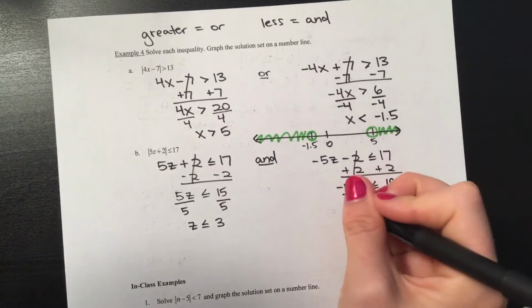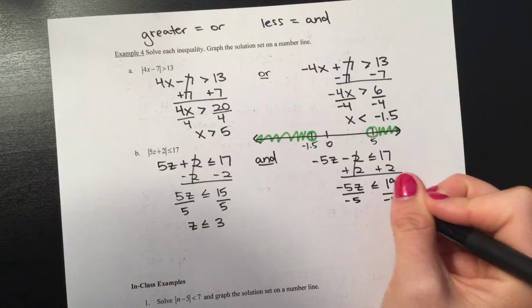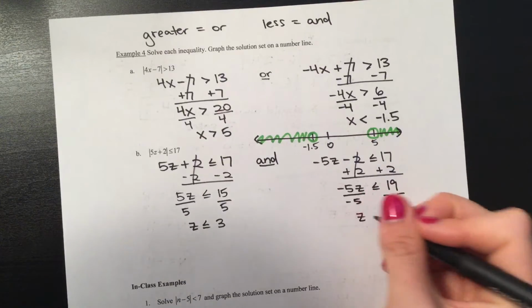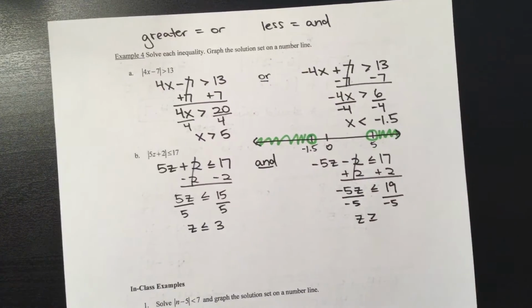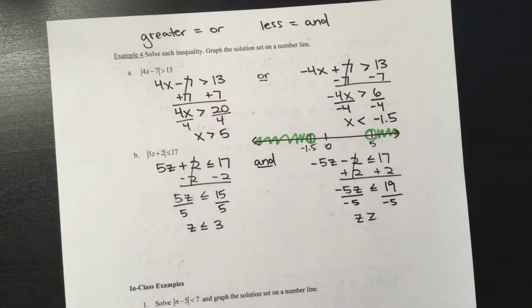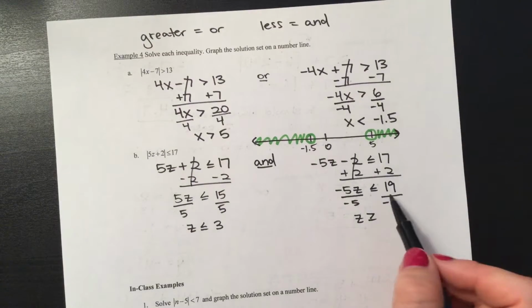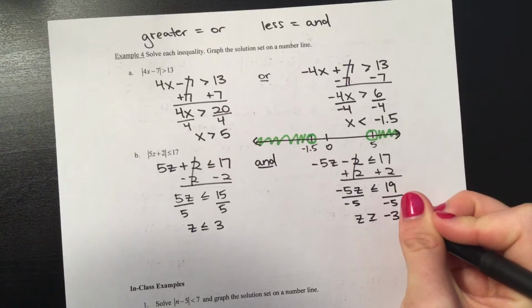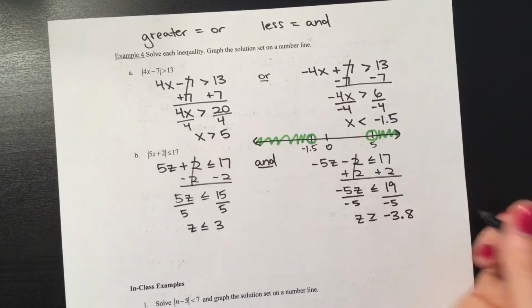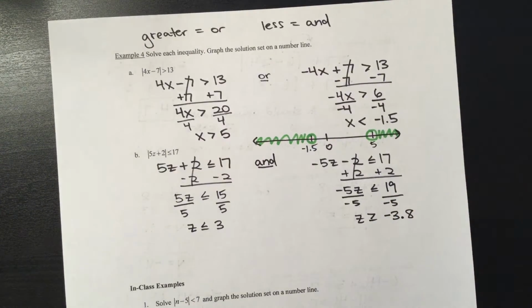And then to get this by itself, divide both sides by negative 5. So remember, divide by a negative. I'm going to flip this now to a greater than or equal to. And then this doesn't actually reduce down at all. It's just shy of 4. So when I divide this out, 5 goes into 19 3 times, and then 4 over 5 would leave you with 0.8. Or you can do a mixed fraction or an improper fraction, whatever you're feeling, it doesn't matter.